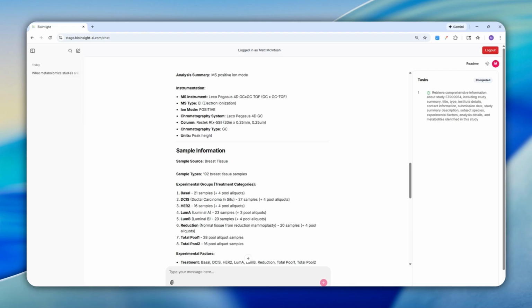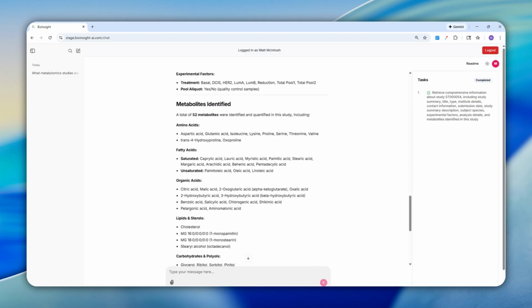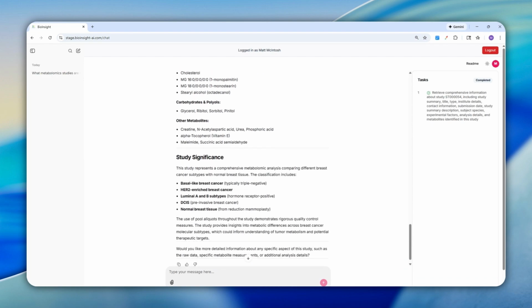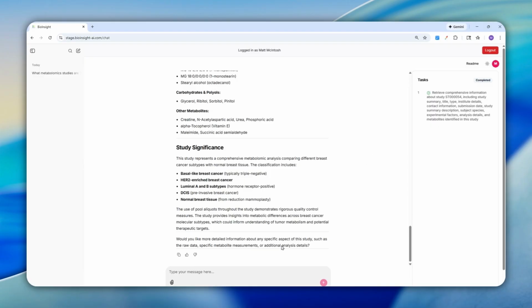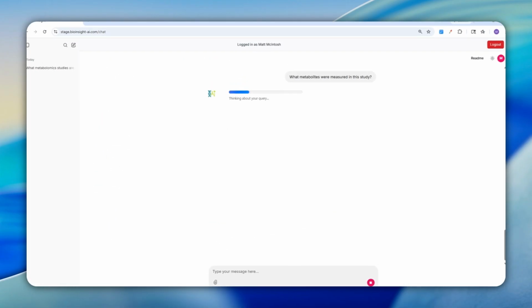BioInsight pulls the full study description, the experimental workflow, and the list of metabolites, giving me an overview of what was actually detected and quantified. This step alone saves researchers a lot of time compared to navigating multiple pages on the website. Please note, response times have been accelerated to shorten the wait during this demo.